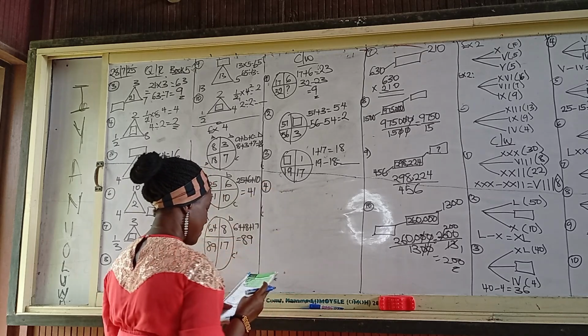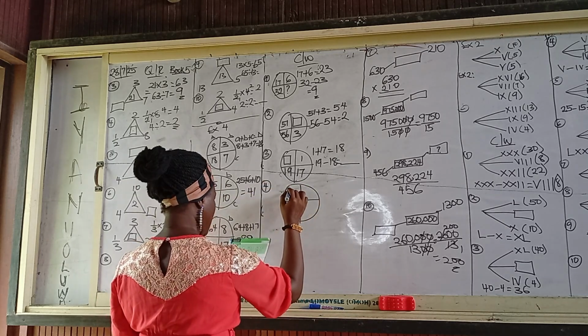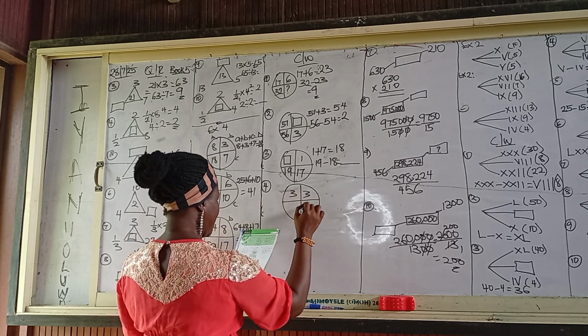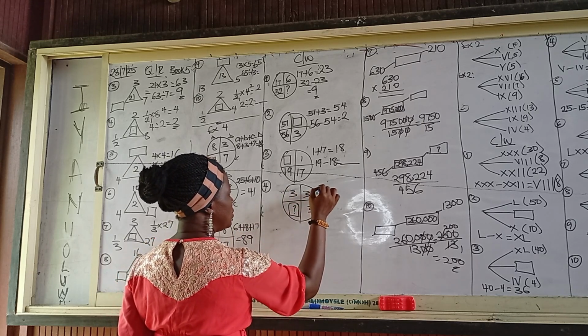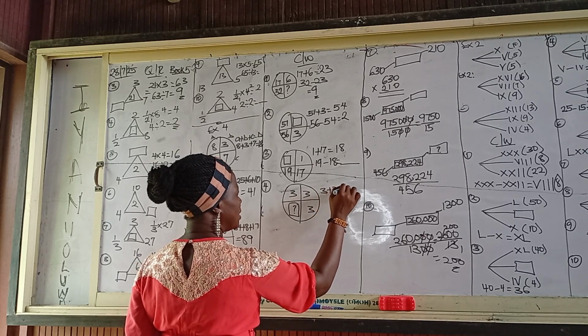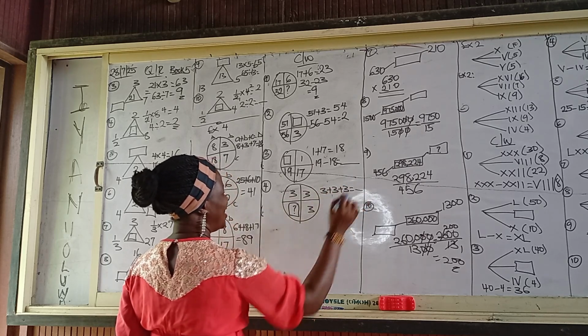Number 4, we are given this. We are given 3, 3, 3. And this place not given. What are you going to do? That will be 3 plus 3 plus 3, which is equal to 9. I'm not supposed to give you the final answer.